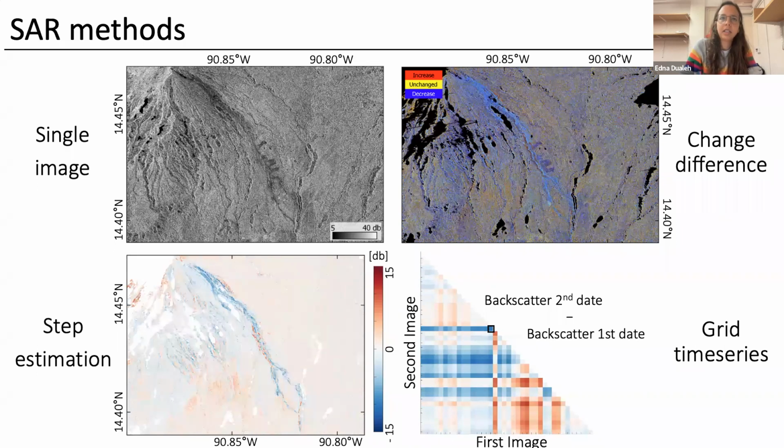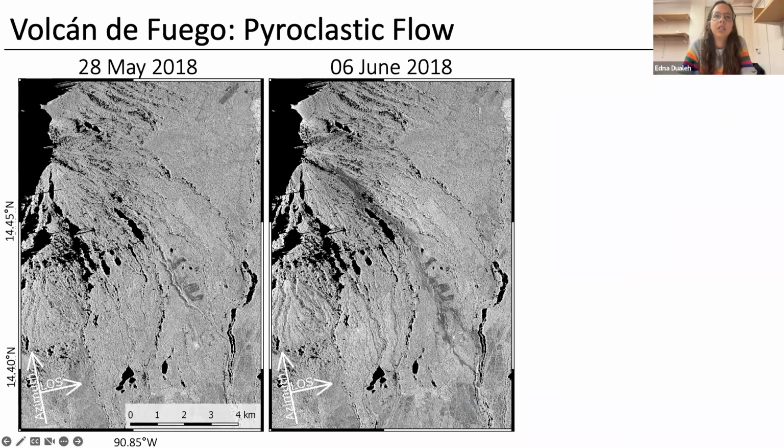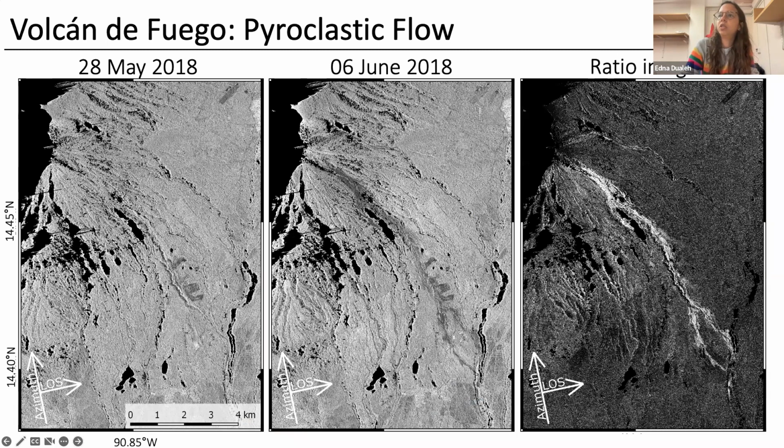So if we look at this type of data first, this is a single SAR backscatter image before the 2018 eruption at Fuego, and this is one after the eruption. And you can see this decrease in radar backscatter here, which is associated with the emplacement of the pyroclastic flow. So commonly, you can use this type of data to look at changes in the backscatter just by comparing 2 images, but you can also take the ratio of 2 images, such as this, which helps highlight where things are changing.